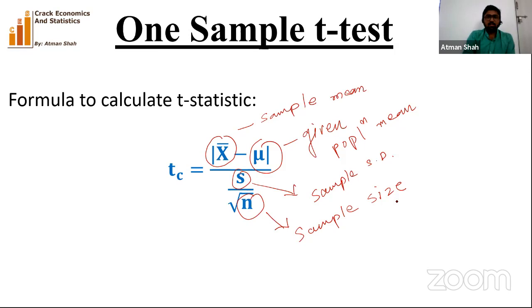Here, x bar is the sample mean, mu is the population mean, S is the sample standard deviation, and N is the sample size. And then we can compare this t calculated with t tabulated to interpret the result. But as I said earlier, SPSS or any software generates the p-value. So there is no need to compare the calculated value with the tabulated value. We compare the level of significance with the p-value to interpret the result.